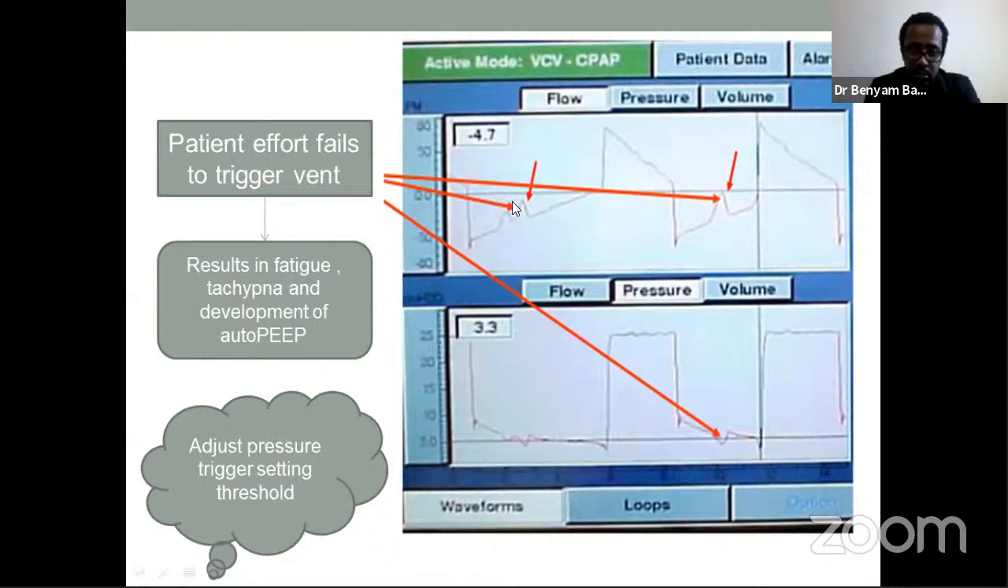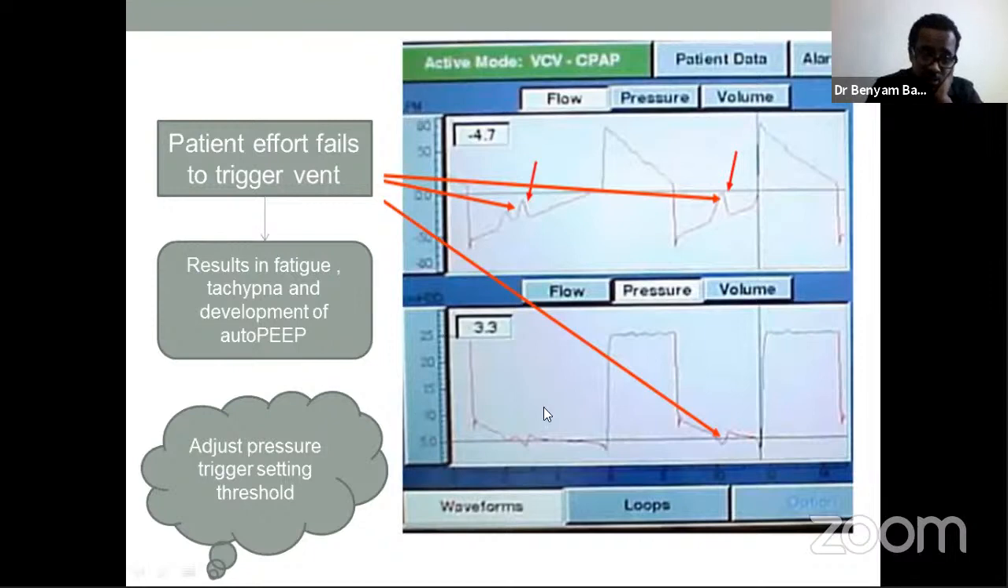If left untreated, these things will lead to development of auto-PEEP, because there will be continuous cycling of the patient from expiratory to inspiratory before the whole expiratory volume is removed. So there will be trapping. In order for this not to happen, we need to adjust the trigger.